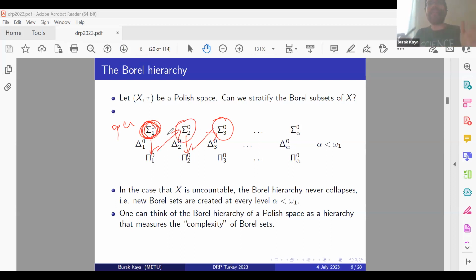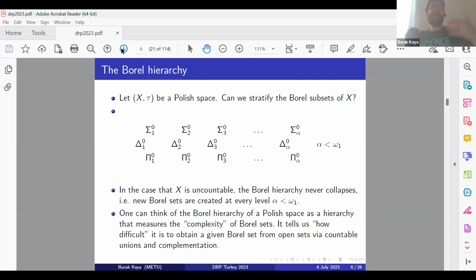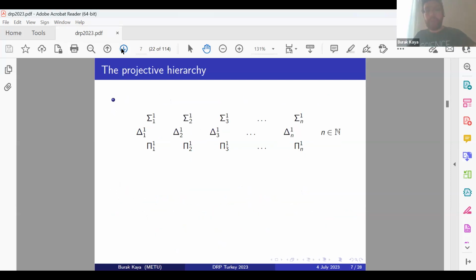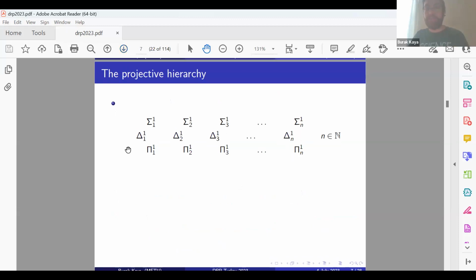So this hierarchy tells you how difficult it is to obtain a set using these basic building blocks, okay? And by basic building blocks, I mean your operations are the sigma algebra operations, countable unions, and complementation. And your basic sets are open sets, okay? So we have this. Now, similar to the Borel hierarchy, we have what's known as the projective hierarchy.